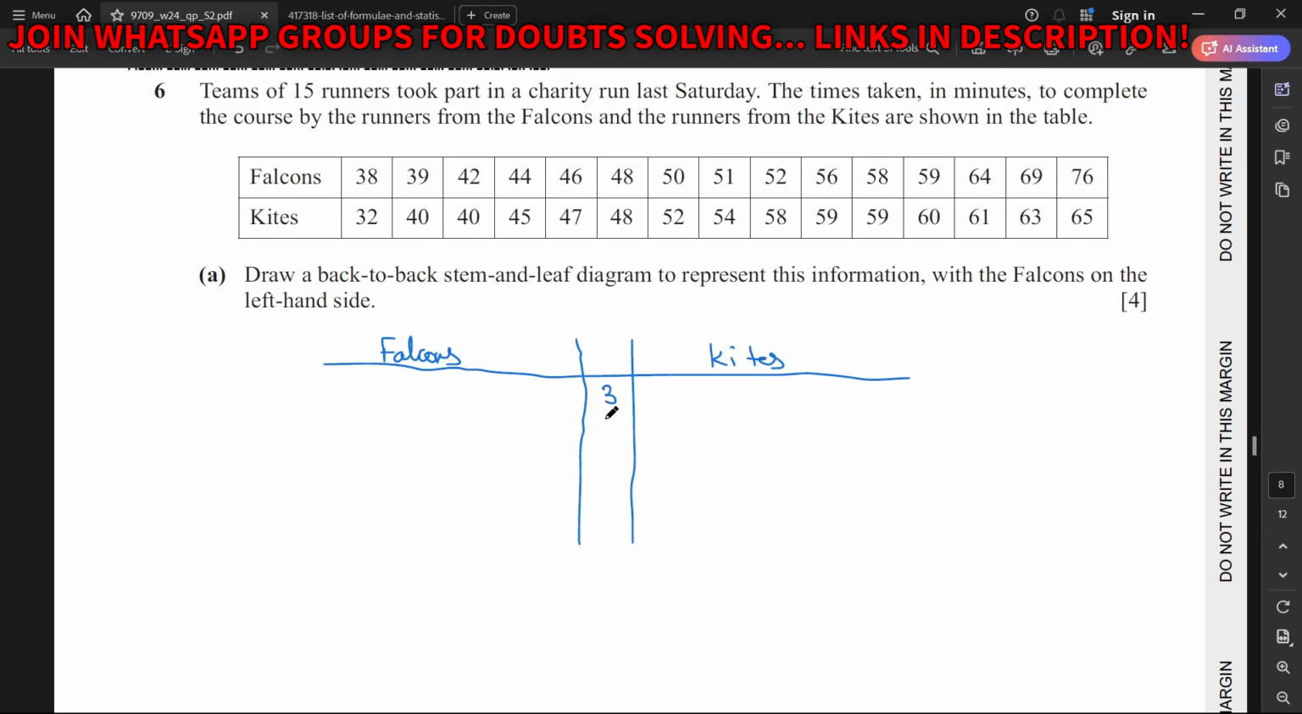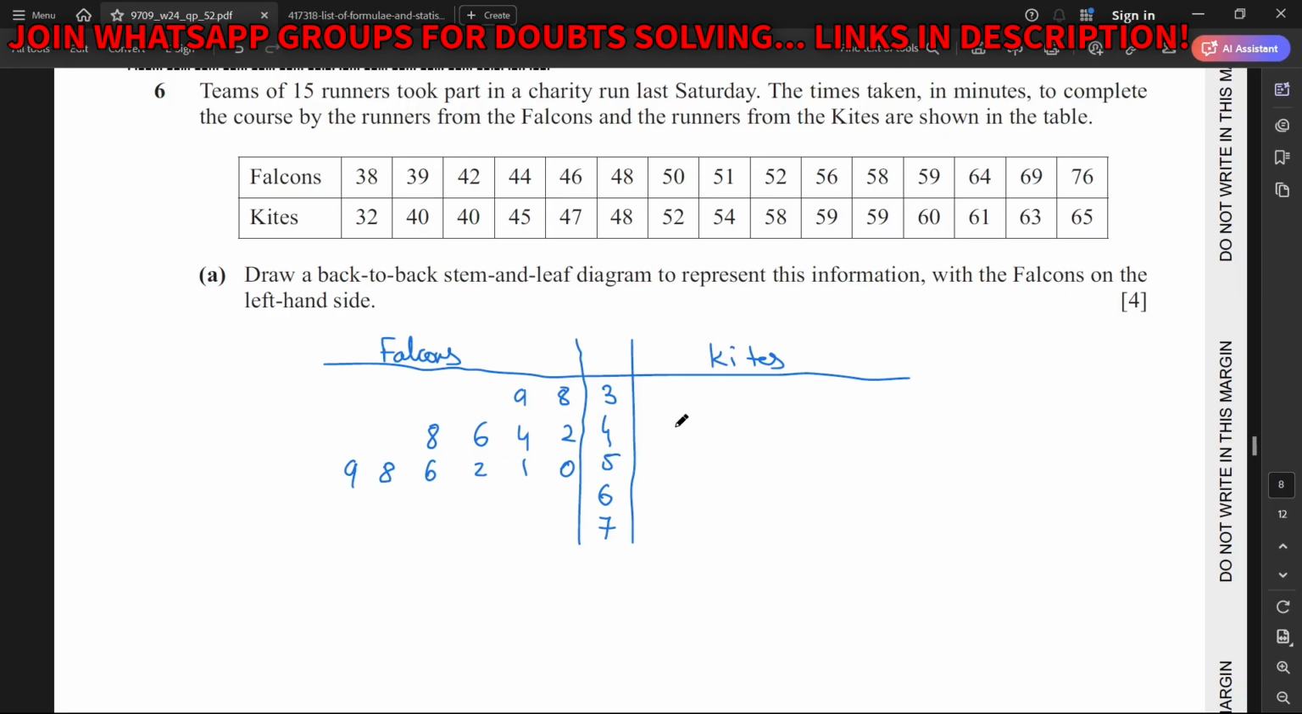And then 3, 4, 5, 6, 7. Let's first fill the data for the Falcons. It is 8 and 9. So 8, 9. Then for 4 it is 2, 4, 6, 8. Then for 5 it is 0, 1, 2, 6, 8, 9.